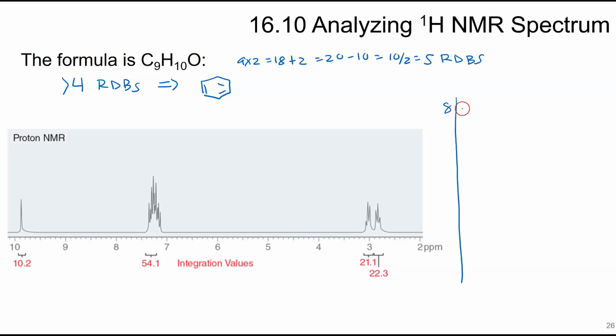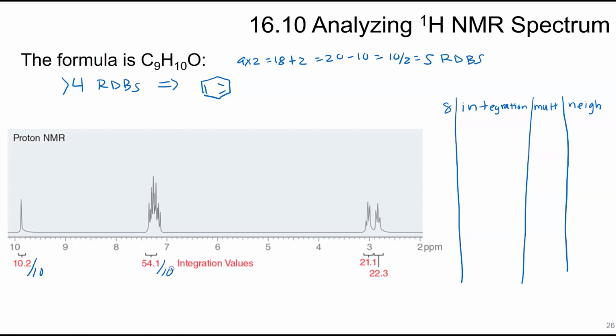So I start with the delta shift, then integration, multiplicity, and then I make a column for the neighbor. I'm going to start with integration. These are not reasonable values for the number of protons here, so I'm going to divide all of them by 10. So this becomes 1H. This is 5H. This is 2H and 2H.